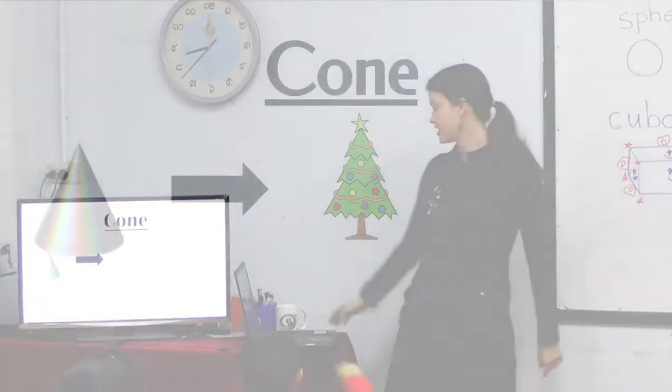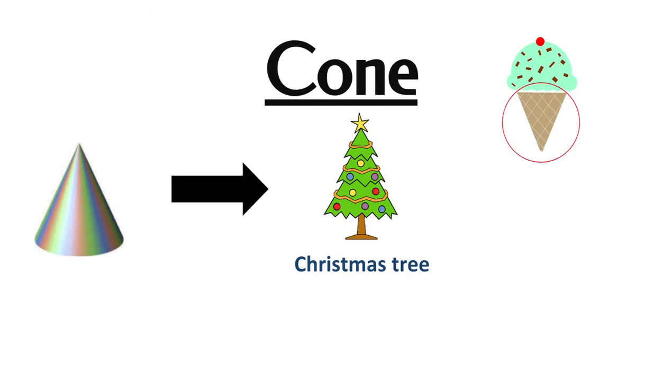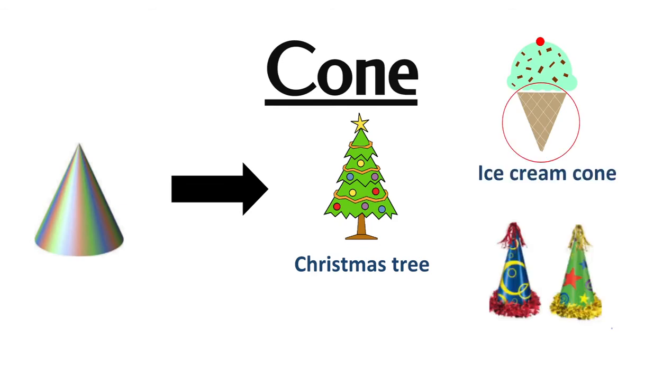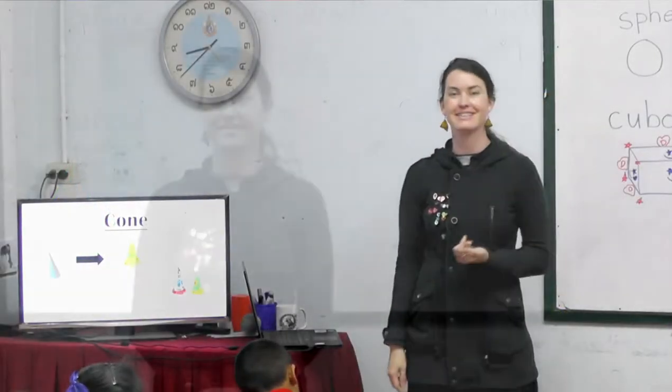A Christmas tree. A carrot. Good. A Christmas tree is shaped like a cone. A carrot is shaped like a cone. Ice cream cone, of course, this part. The ice cream cone. And our party hats are shaped like a cone. So we've got a lot of these shapes that we see around us already.